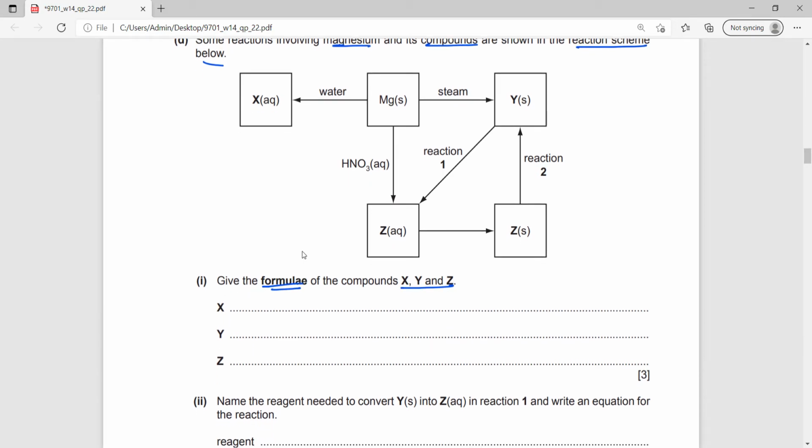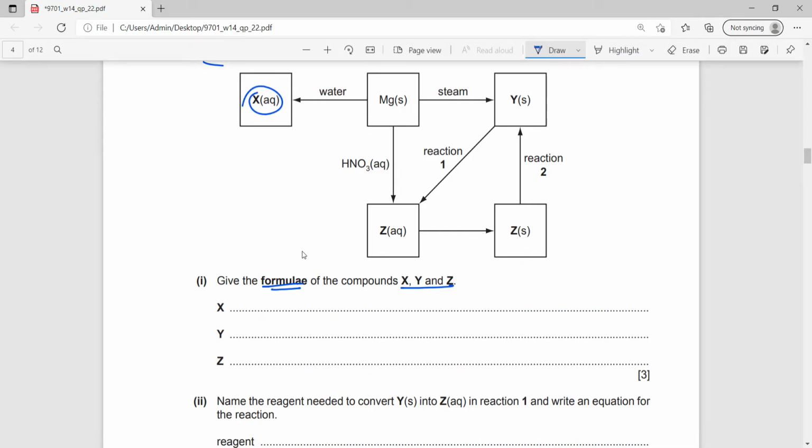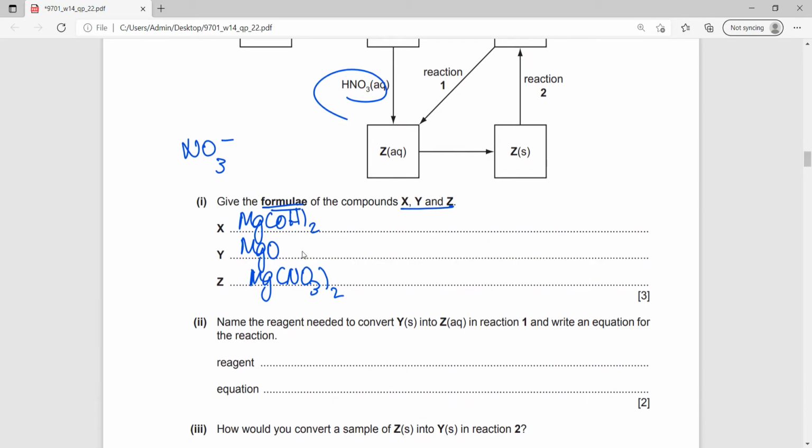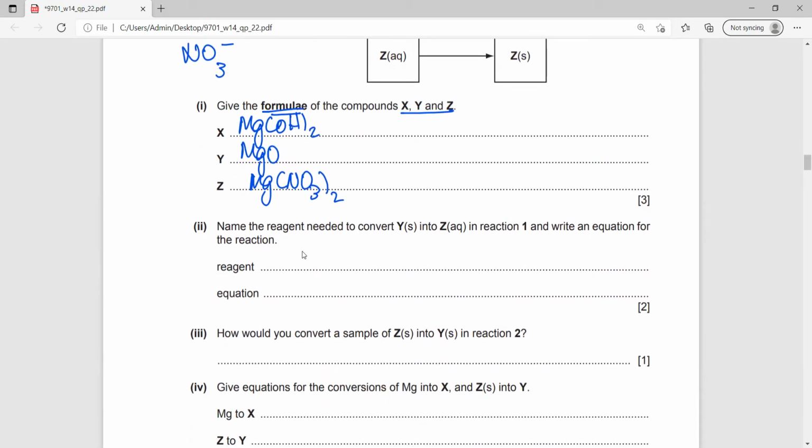So X, magnesium reacts with water to give X(aq). We assume this is cold water, so Mg(OH)2, right? It gives magnesium hydroxide. Y is with steam, so basically hot water, and that would give magnesium oxide, MgO. And Z is HNO3 takes place, so it'll be Mg(NO3)2. Recall NO3 anion is NO3 minus, and Mg has oxidation state of +2, and therefore there'll be 2 of NO3 anions. Name the reagent.